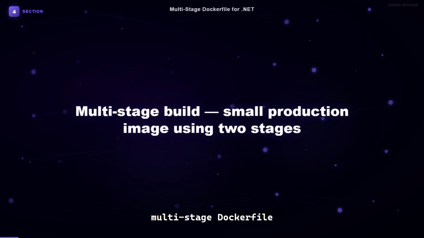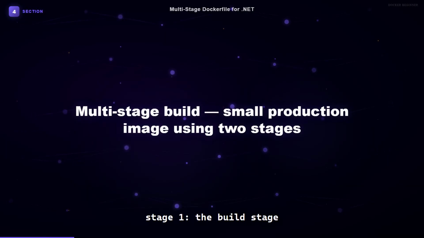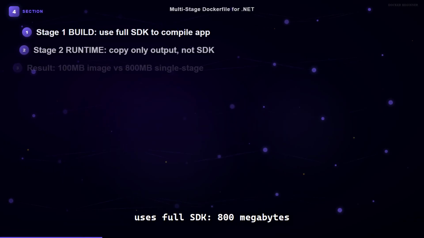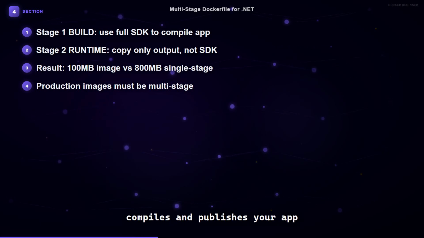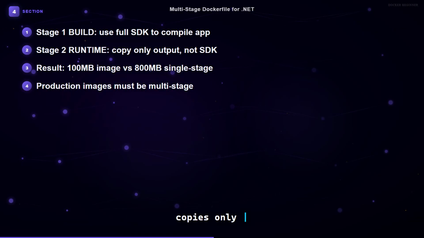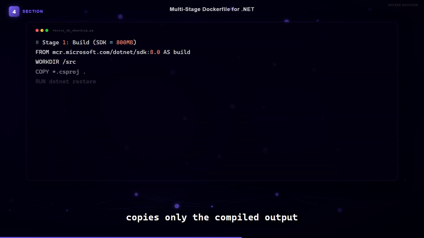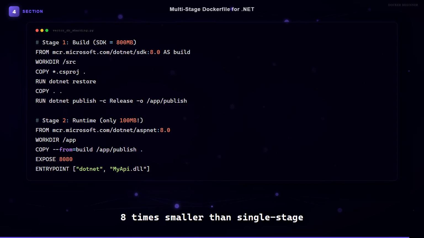Section 4. Multi-stage Dockerfile for .NET. A single-stage Dockerfile copies your source code into the container and uses the full SDK. That image ends up being 800 MB. Nobody wants that in production. Multi-stage builds solve this. Stage 1, use the full SDK image to restore packages and run dotnet publish. Stage 2, start fresh from the lightweight ASP.NET runtime image, just 100 MB. Copy only the compiled output from stage 1 using COPY --from=build. The result is a production image that is 8 times smaller. This is the right way to containerize any .NET application.